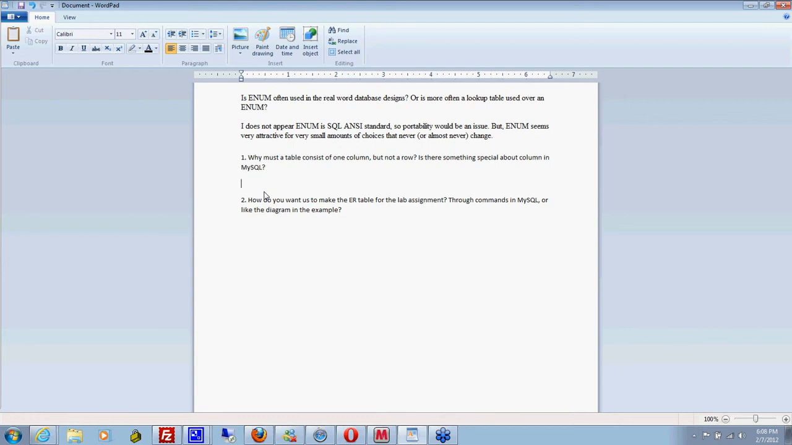First one is: is enum often used in real-world database designs, or is it more often a lookup table over enum? And it does not appear it's a SQL standard, so portability could be an issue. I very rarely use it actually. I find myself using an int or a lookup table, like an int with a primary key from a lookup table when we store it. So actually, yeah, I don't use enum very much.